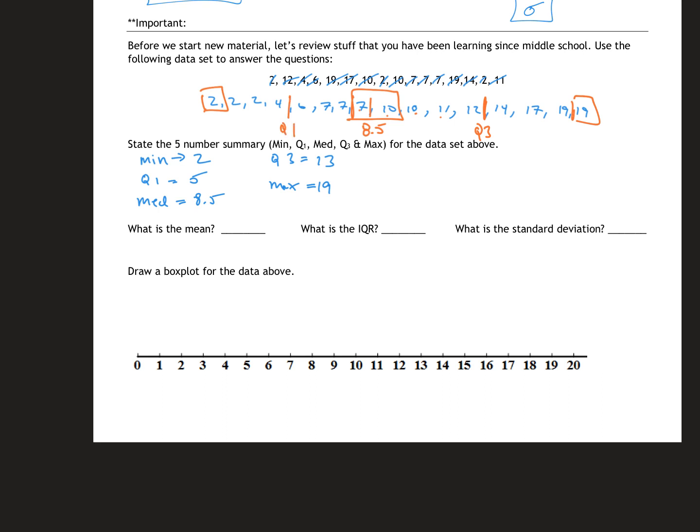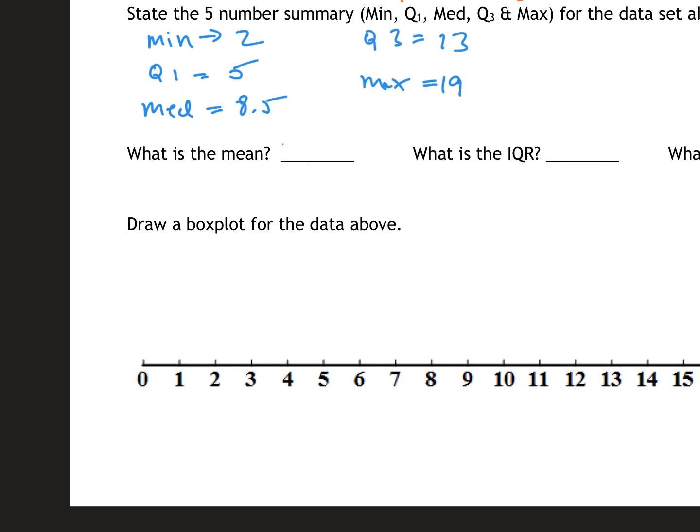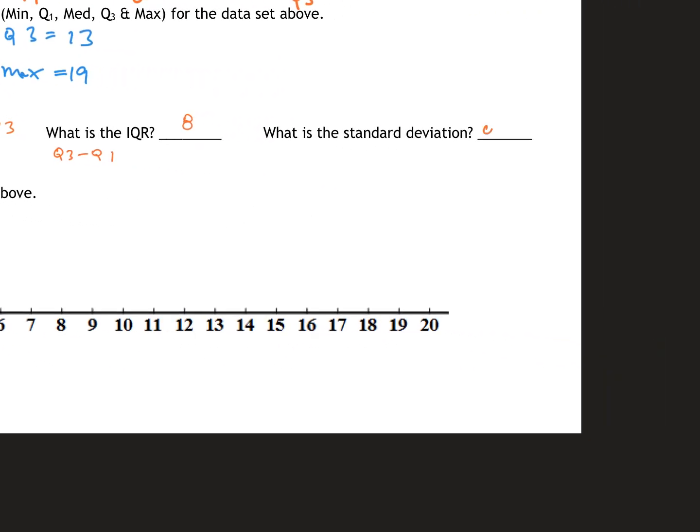So you're counting. What is the mean? So add them all up together, divide it by your total of 16. So X bar, or the mean, is equal to 9.313. What is the IQR? So remember, Q3 minus Q1. So 13 minus 5 is 8. And the standard deviation, look at your calculator, and that's going to be 5.565.